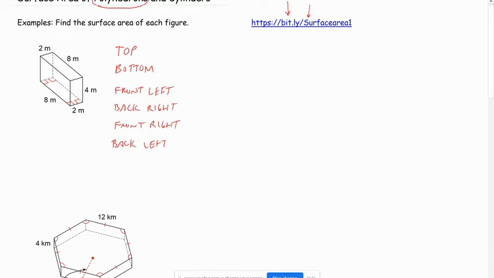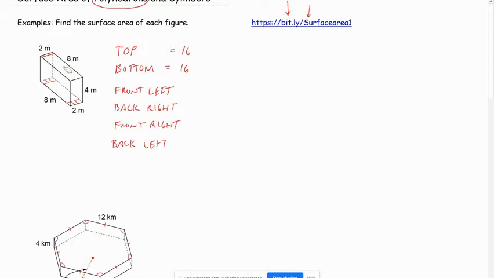That's a good idea whenever you start a surface area problem: give yourself a descriptive name for each of the faces. The top is just this rectangle, and that rectangle area is 16. 2 times 8 is 16. The bottom is exactly the same, that's why I listed those together. The top and the bottom are both rectangles that are 2 by 8.